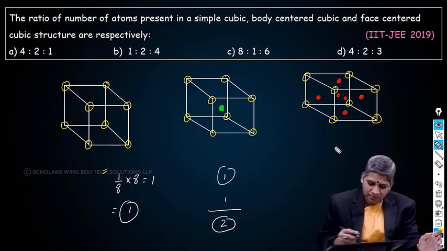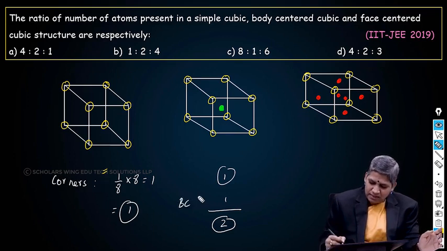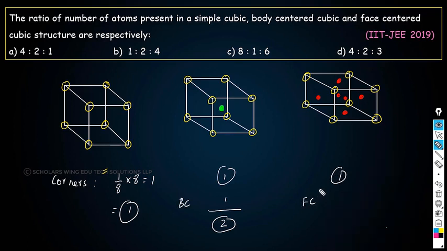Here again due to corner. This I'm talking about corners, and this is body center. So corner 1, face center now. Face center is half, right? Each face center atom contributes half. So there are 6 now. Just now I showed all the 6 red fellows. So that makes 3, right? 3 atoms. Therefore 1 plus 3 is 4. So 1 is to 2 is to 4. So right option is B.